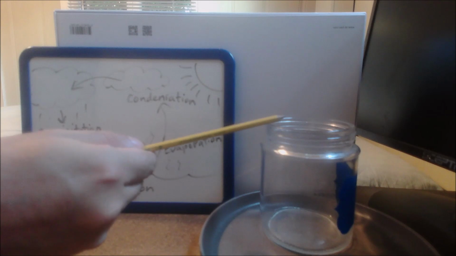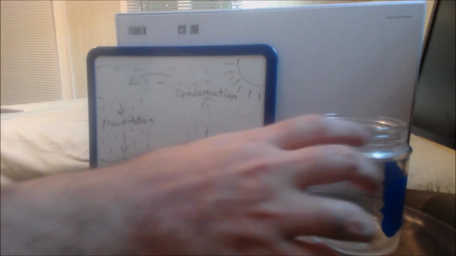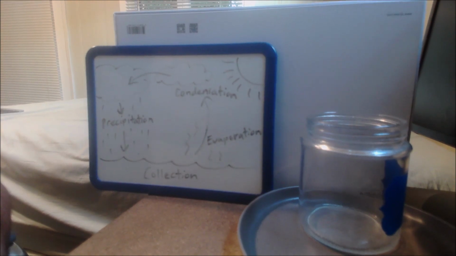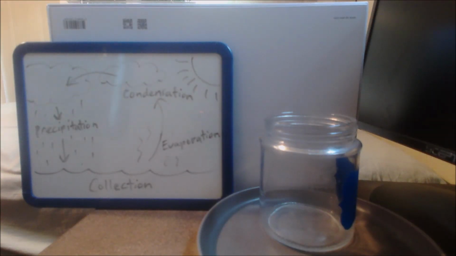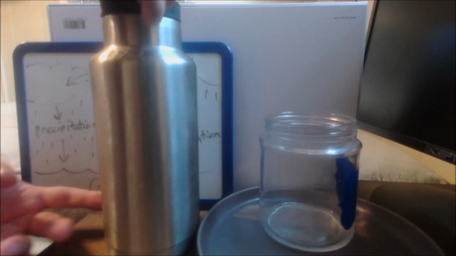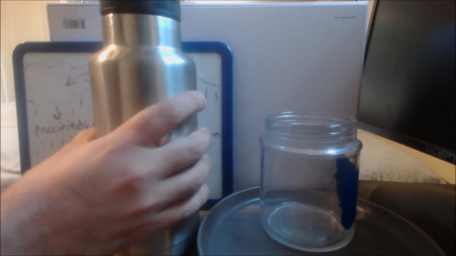Now let's see if we can replicate those 4 steps of the water cycle in our jar today. The way we're going to do that, everybody, is like this. I'm going to start by taking some very hot water in this thermos here. So hot that if we pop off the cap, we'll see it's actually going to be steaming a little bit. You can see all that steam or water vapor rising out.